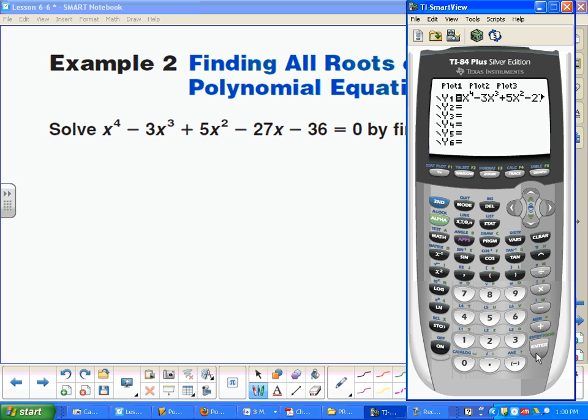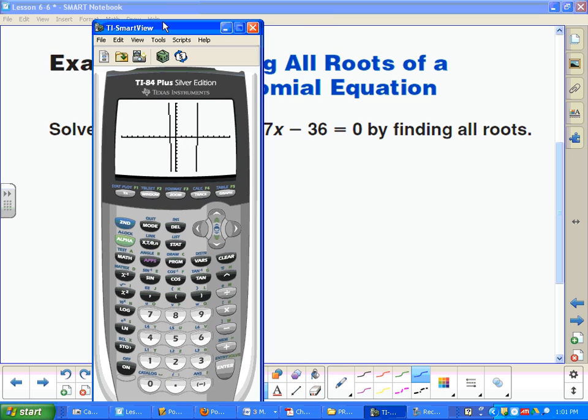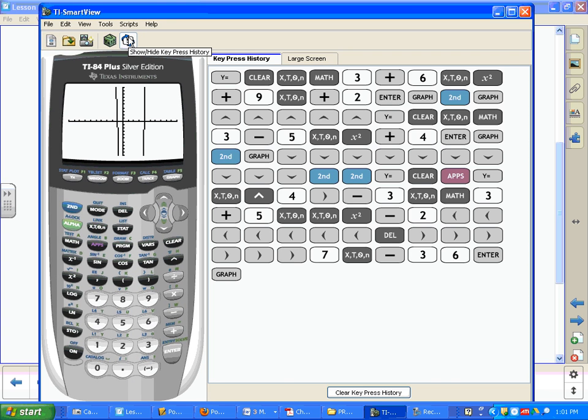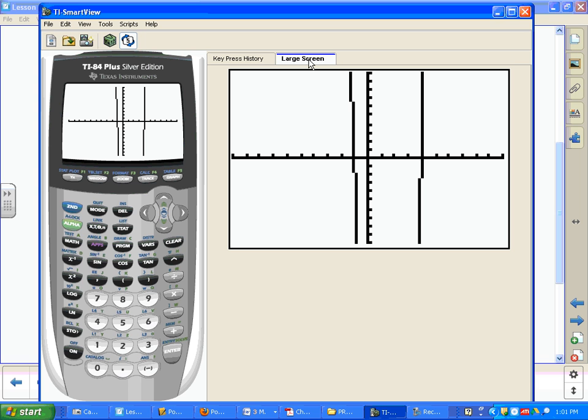Okay, so type it in and graph it. So let's take a good look at this graph for a moment. How many zeros do you see? 2 of them. And what's the multiplicity of each of those zeros?